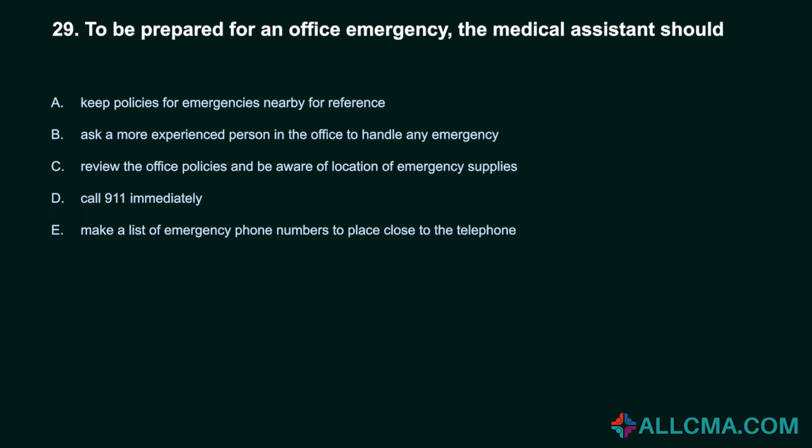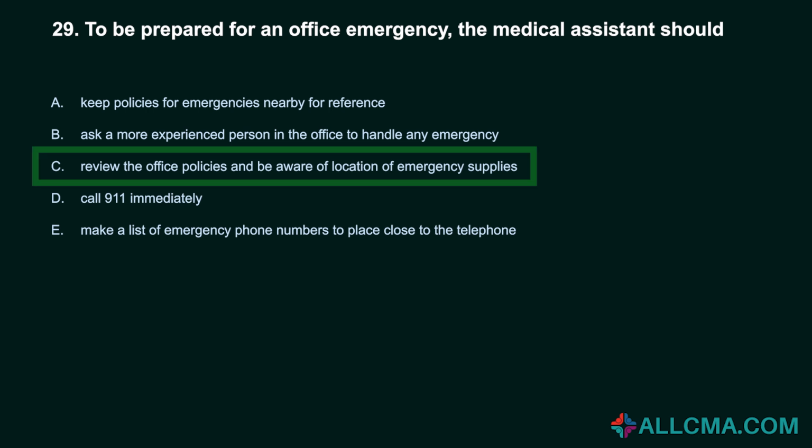29. To be prepared for an office emergency, the medical assistant should: A. Keep policies for emergencies nearby for reference. B. Ask a more experienced person in the office to handle any emergency. C. Review the office policies and be aware of location of emergency supplies. D. Call 911 immediately. E. Make a list of emergency phone numbers to place close to the telephone. Correct answer, C. Review the office policies and be aware of location of emergency supplies.